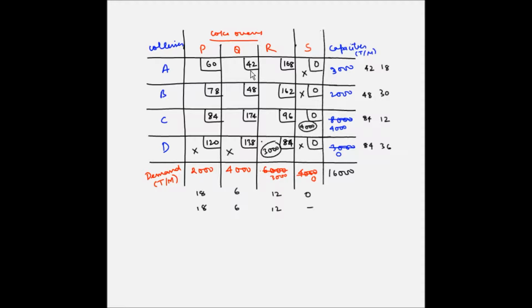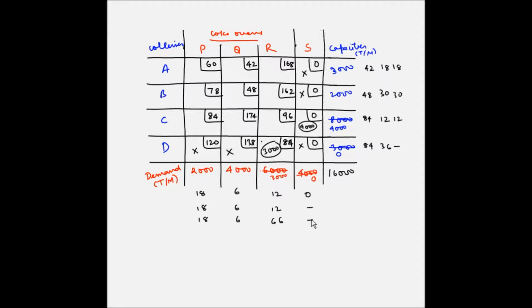So for the first row, again the penalty cost is 60 minus 42, which is 18. For the second row, again 78 minus 48, which is 30. For the third row, 96 minus 84, which is 12. And we can skip the fourth row as it is completely allocated. For the first column, 78 minus 60, which is 18. Second column, 48 minus 42, which is 6. Third column, the lowest is 96 and the next lowest is 162. So the difference is 162 minus 96, which is 66. And we can skip the fourth column as it is already allocated.